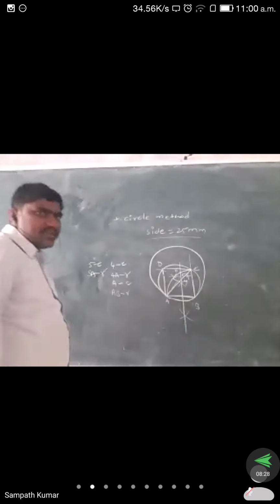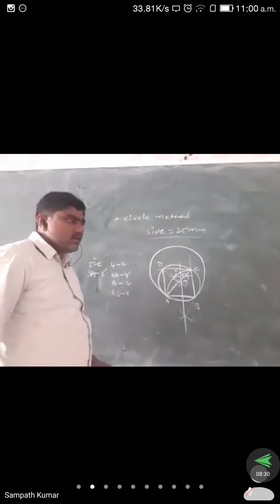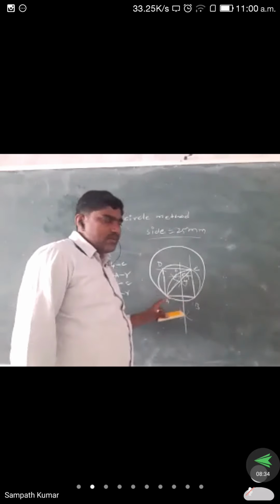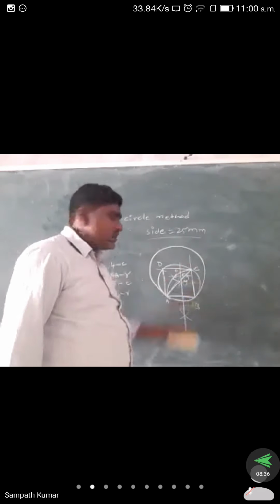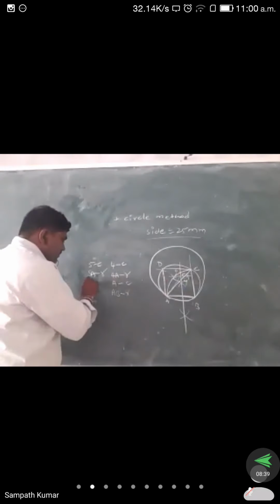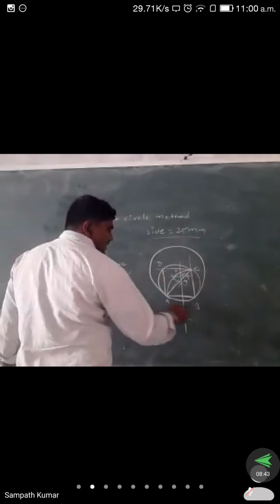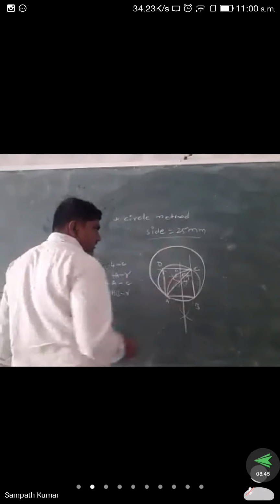The pentagon has how many corners? 5 corners or 5 sides. Already 2 are located on this circle, so we go for 3 more corners. The circle is passing through 2 corners. Then we have to find the other 3 corners.